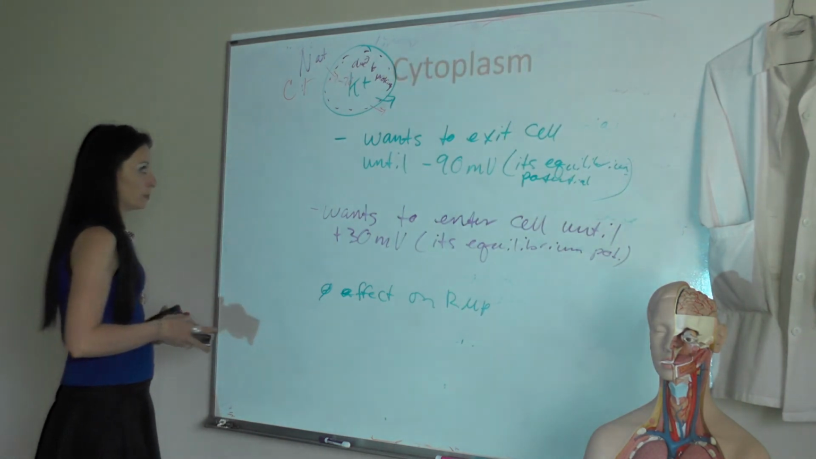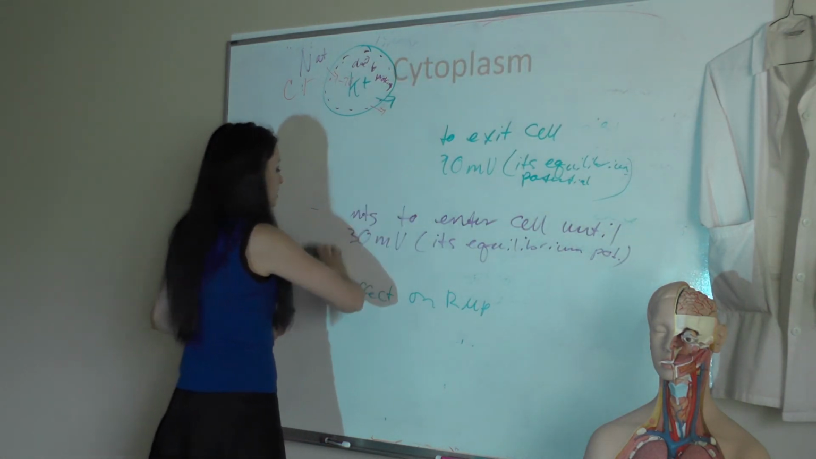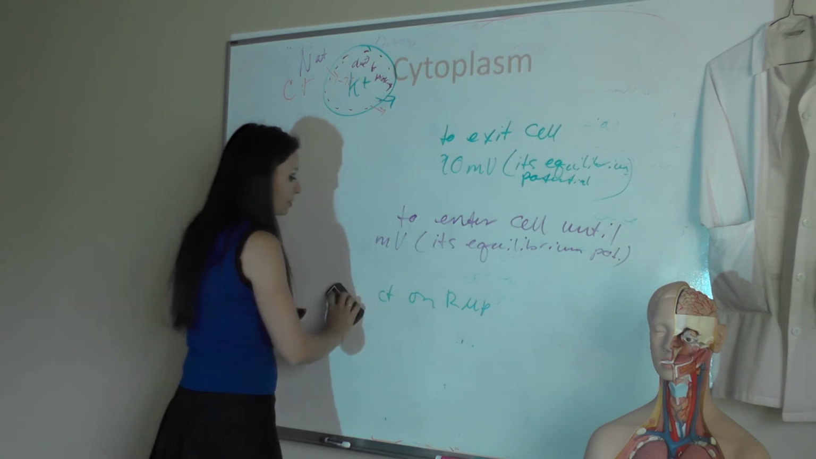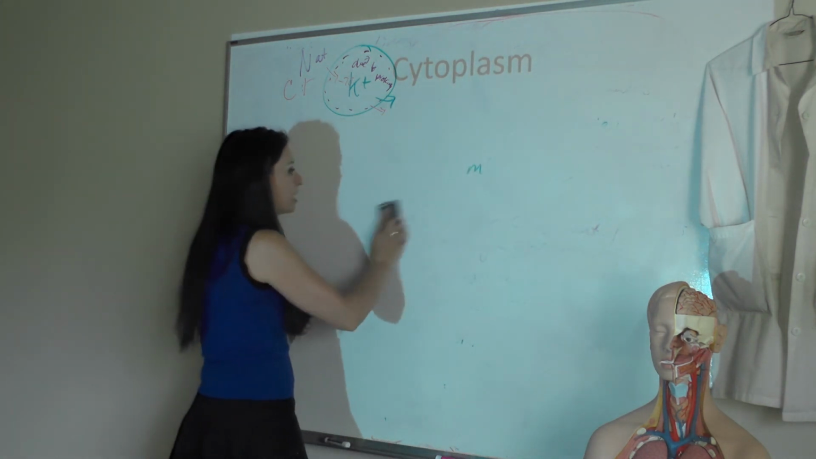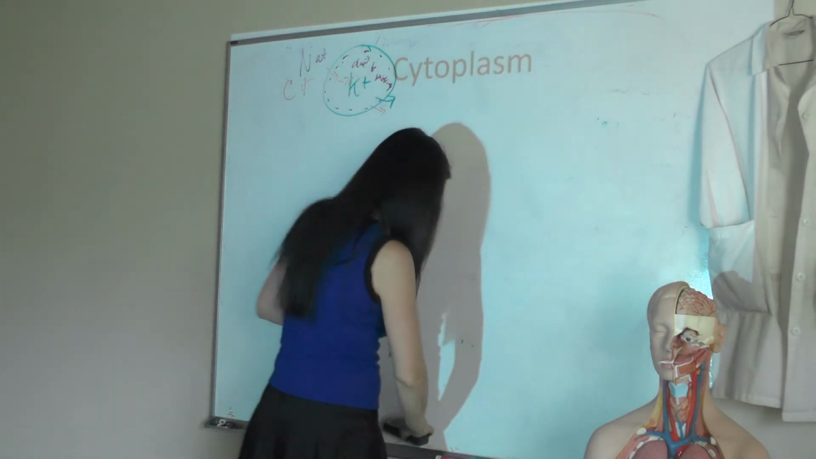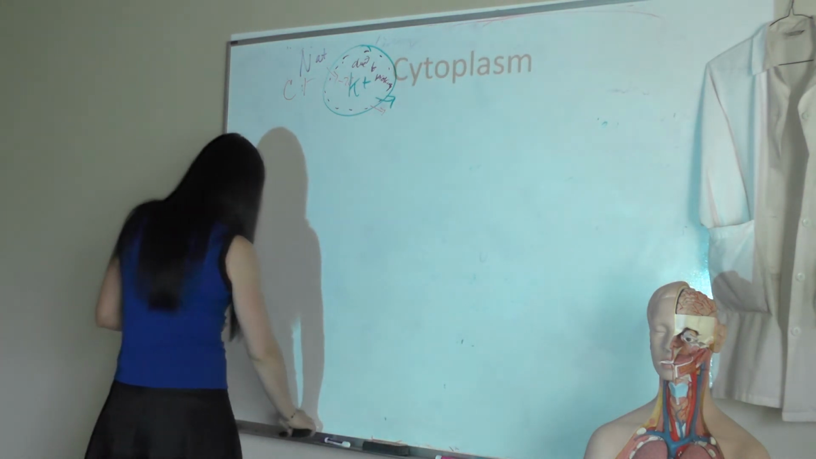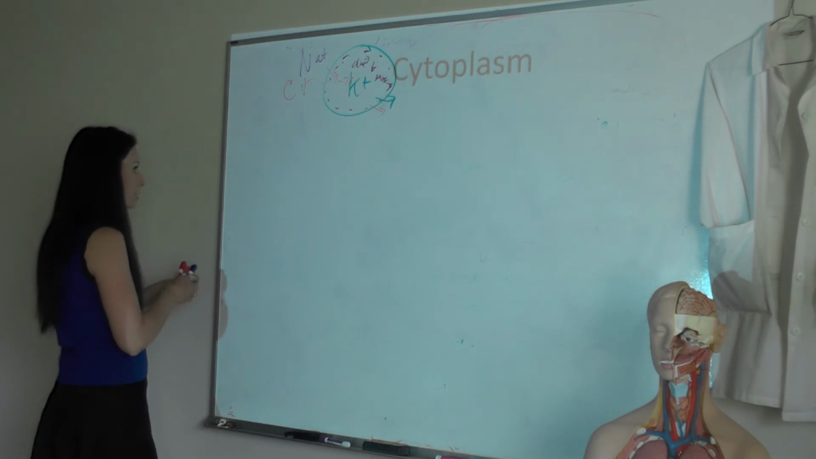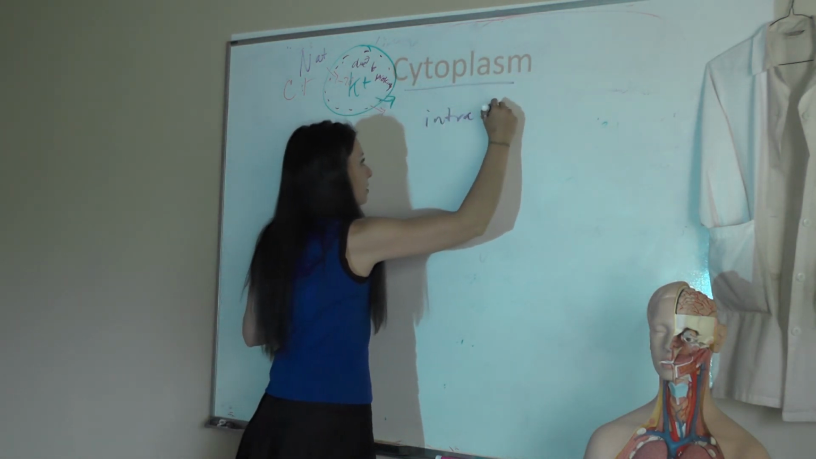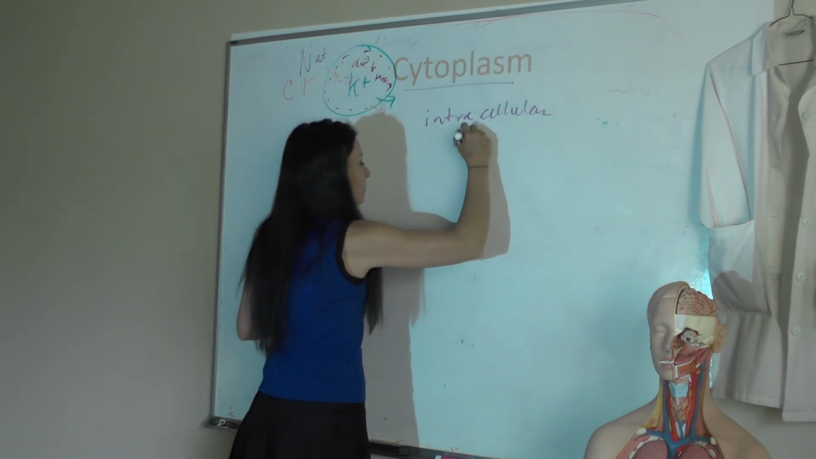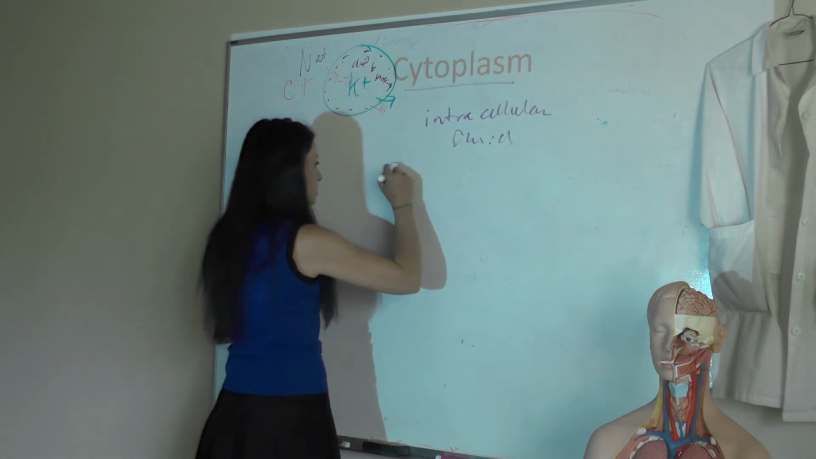Okay. All right, so the cytoplasm is the juice that holds the stuff. It's the fluid inside the cell. It's the intracellular fluid that is holding all of our organelles. And the composition of the cytoplasm varies from cell to cell. So this is our intracellular fluid, and it suspends our organelles.